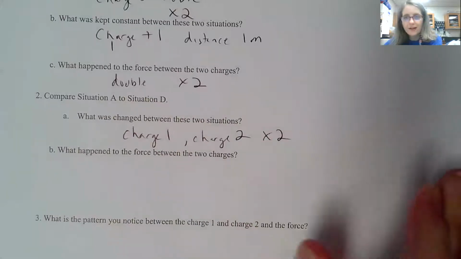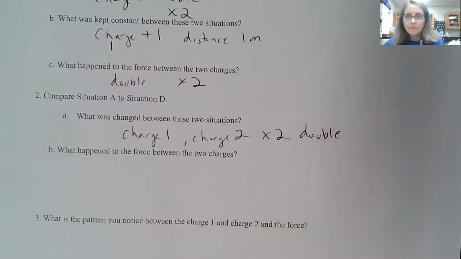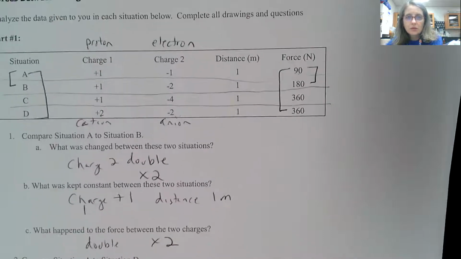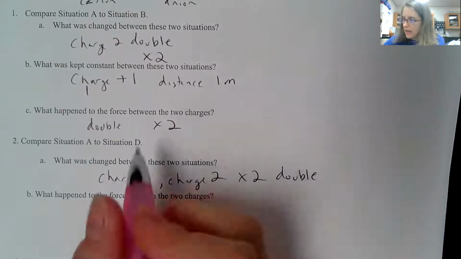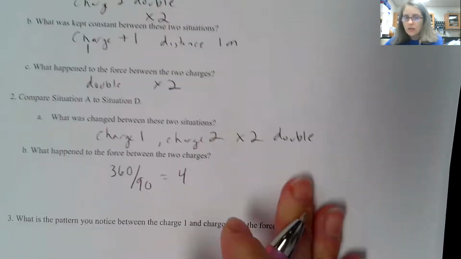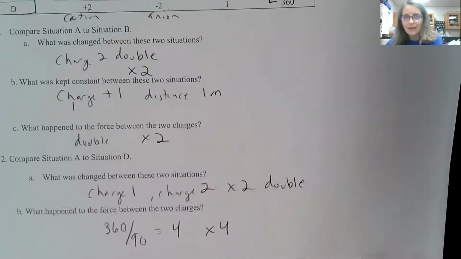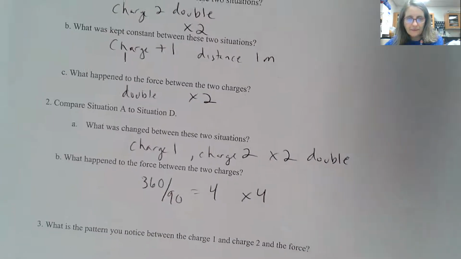Okay, going up by a factor of 2. So again, you could write the word double, or you could just say multiplied by 2. What has happened to the force between the two charges? So I'm going from 90 to 360. So again, if you need to do the quick math, you're seeing that it's going up by a factor of 4. So I'm multiplying the 90 by a factor of 4, going up to 360.